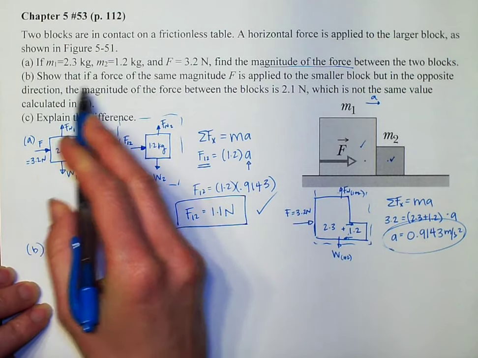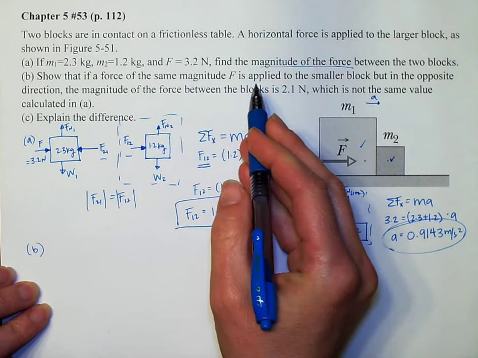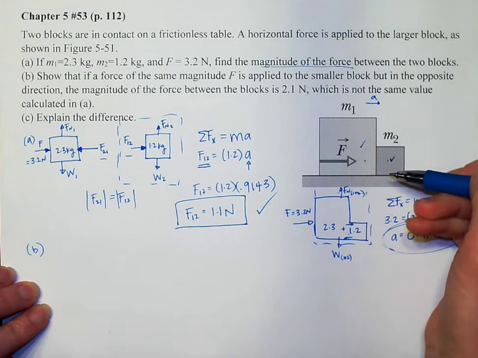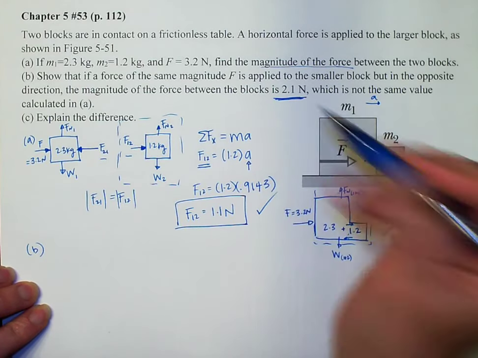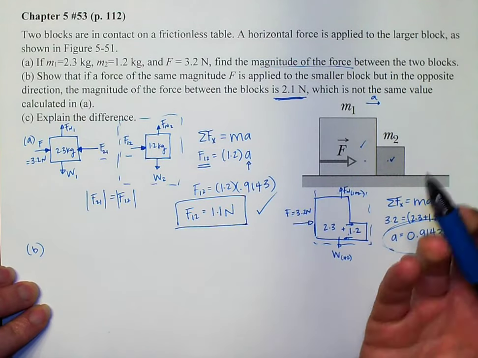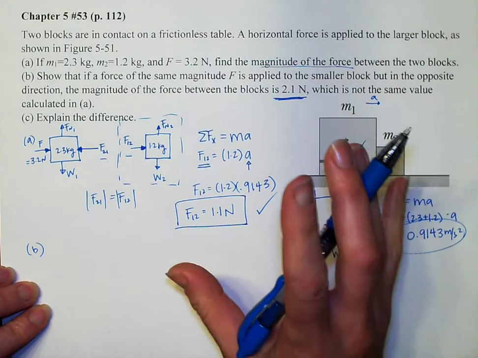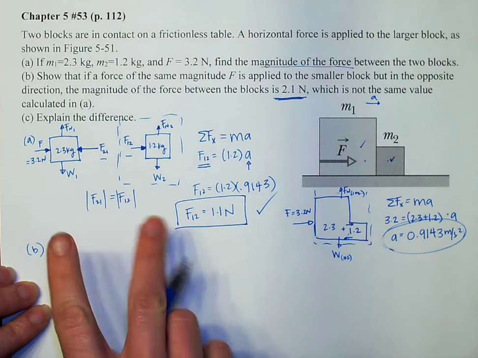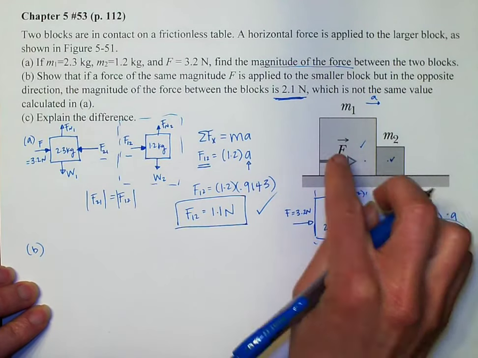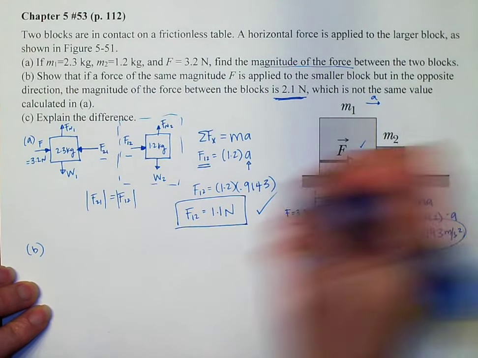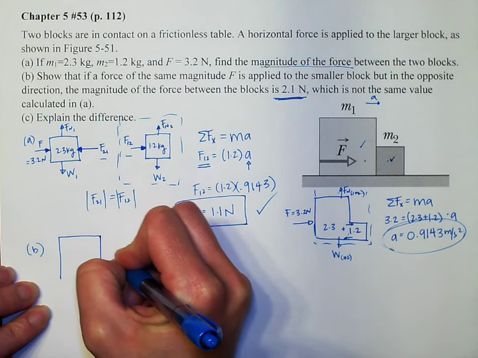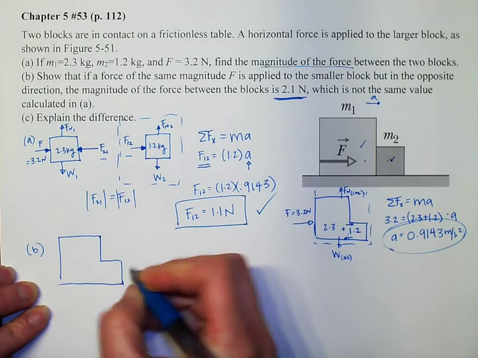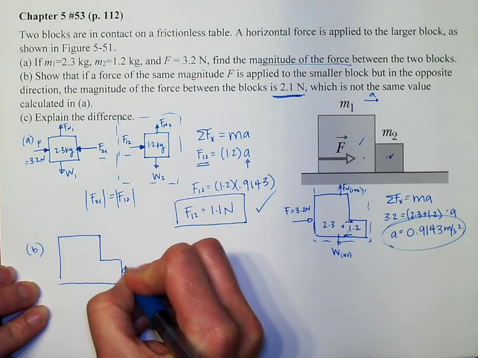So for part B, it is saying if a force of that same magnitude is applied to the smaller block, but in the opposite direction, then the force between the blocks is going to be something different than what we just got. So no big deal. We can totally deal with this. Let's redraw our free body diagrams, because they're going to be different. So first I will do the free body diagram of them together.